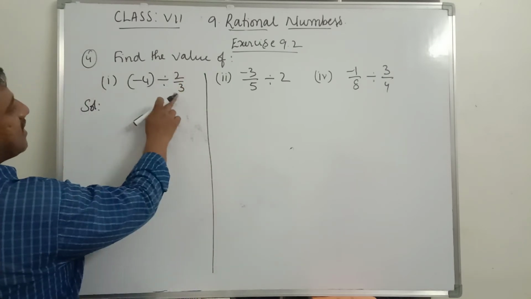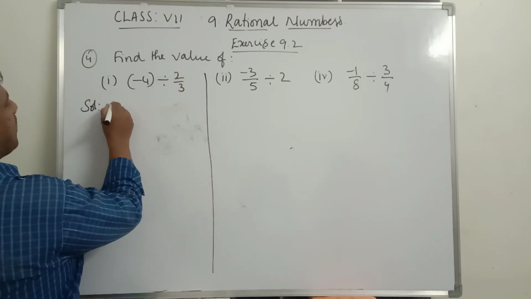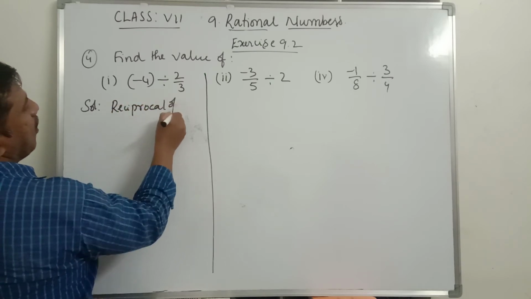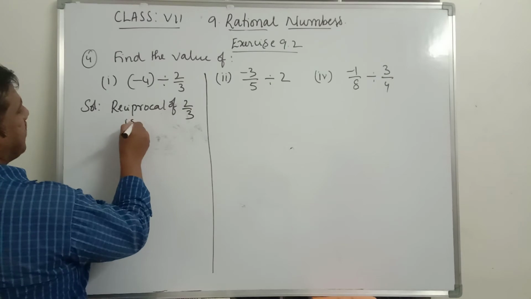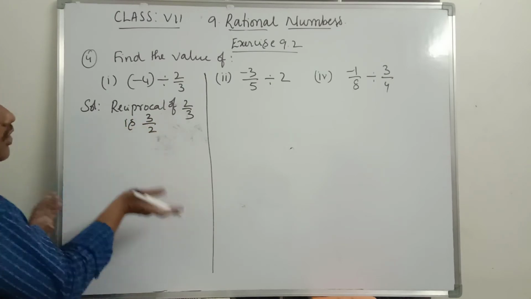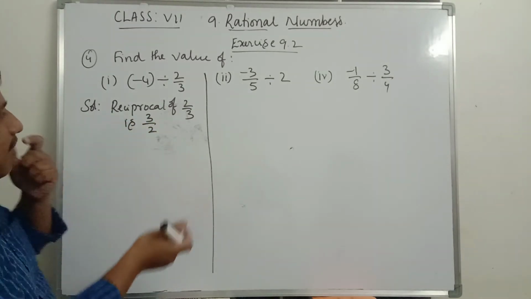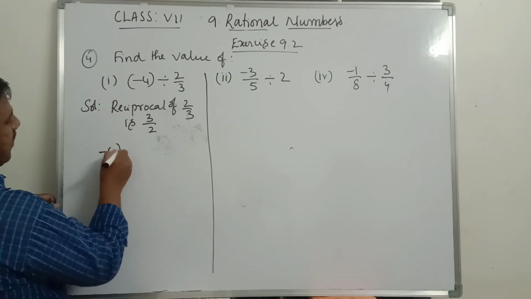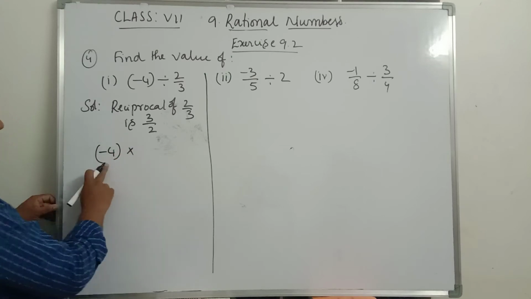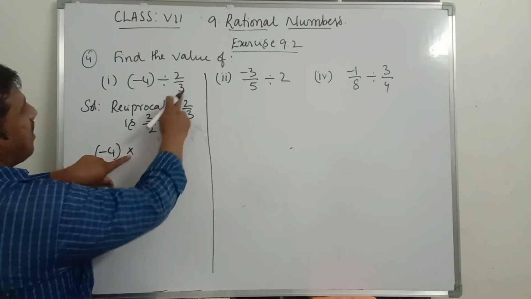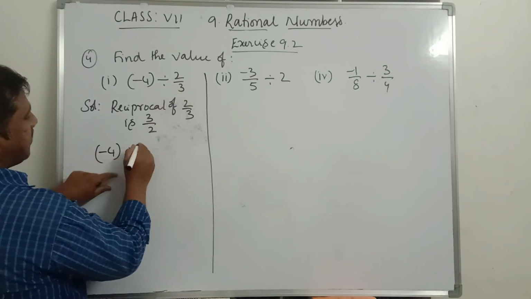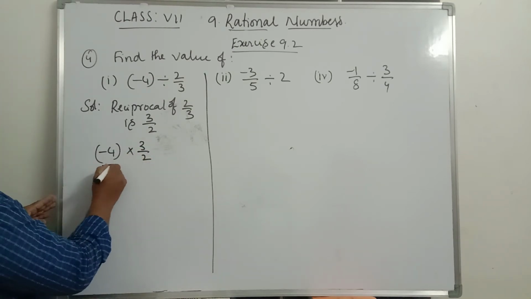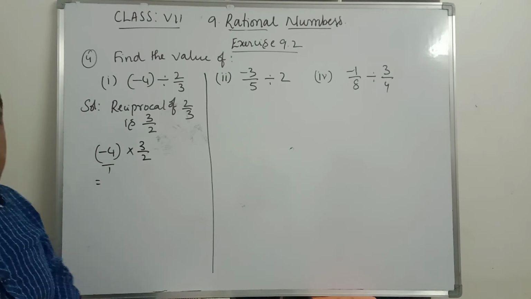What is the second rational number? It is 2 by 3. The reciprocal of 2 by 3 is 3 by 2, that is, the numerator will become the denominator and the denominator will become the numerator. Therefore, minus 4, the first rational number, is multiplied by the reciprocal of 2 by 3, that is 3 by 2, which equals, now minus 4 means minus 4 by 1 in the form of P by Q.